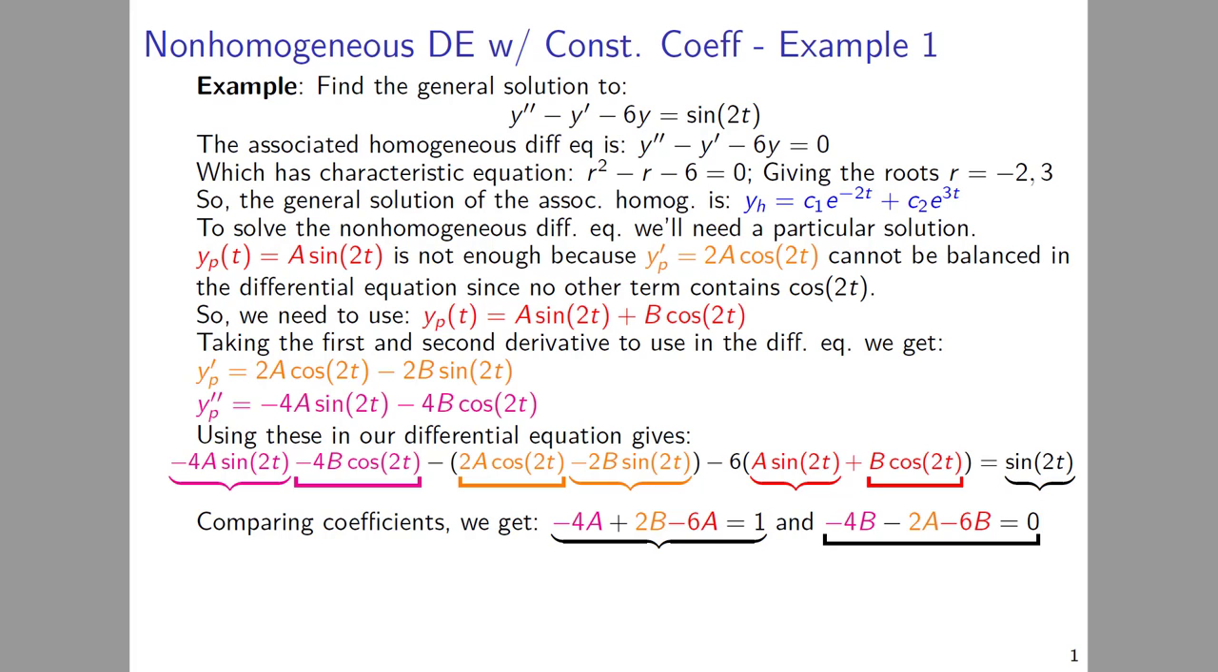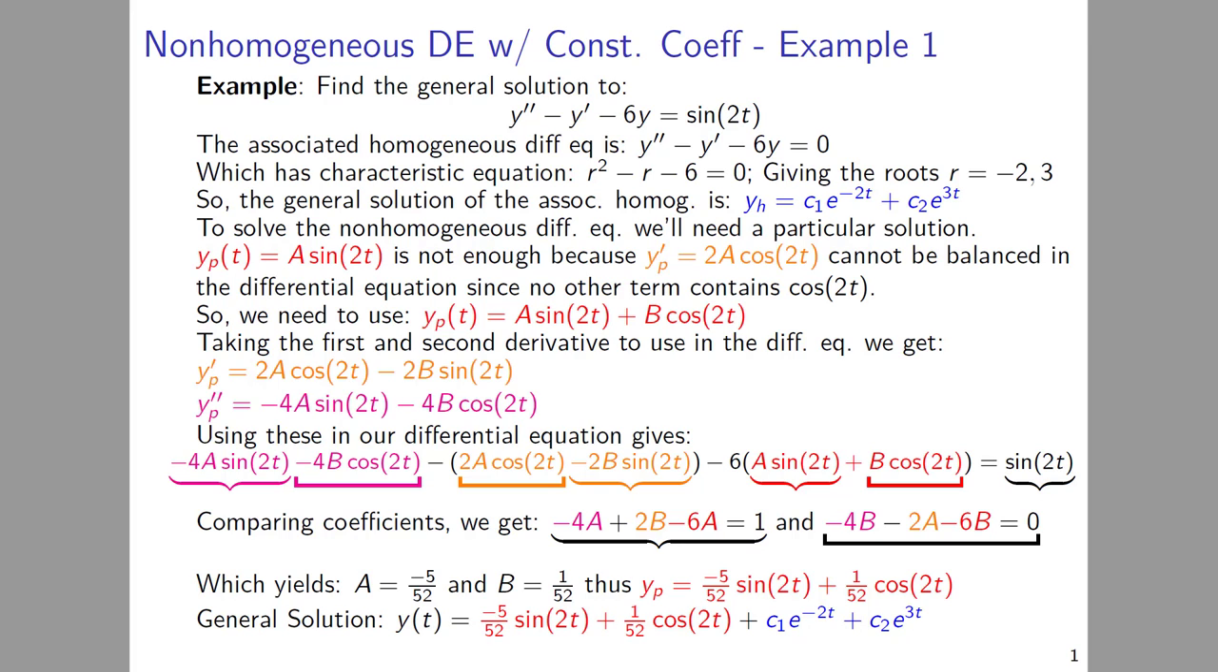In solving these two linear equations with two unknowns a and b, we can find that a = -5/52, while b = 1/52. And thus the particular solution y_p is -5/52 sin 2t + 1/52 cos 2t. And so we have the general solution: -5/52 sin 2t + 1/52 cos 2t from the particular solution, plus c1 e^(-2t) + c2 e^(3t) from the general solution of the homogeneous differential equation.